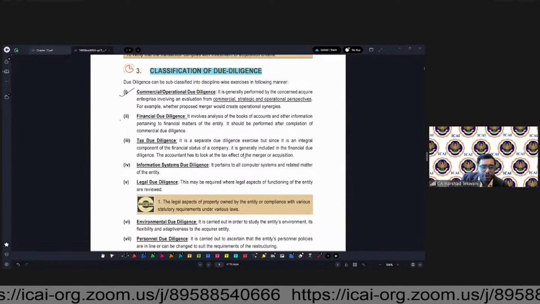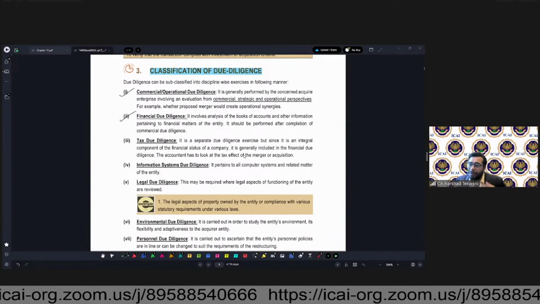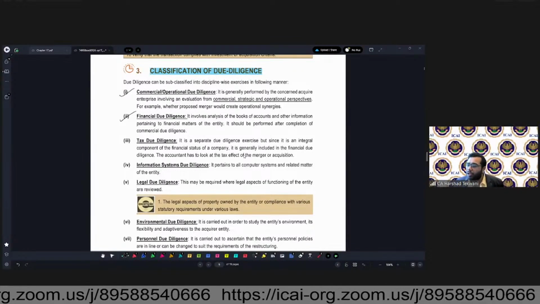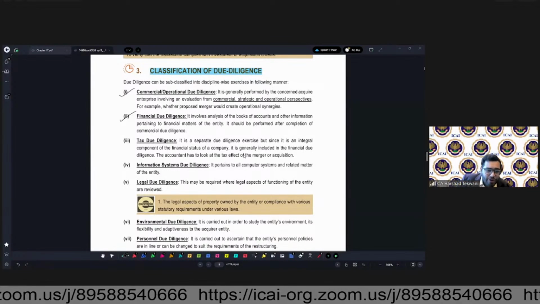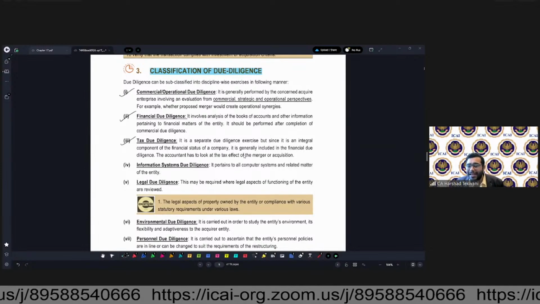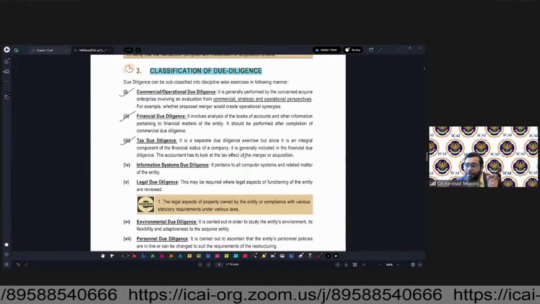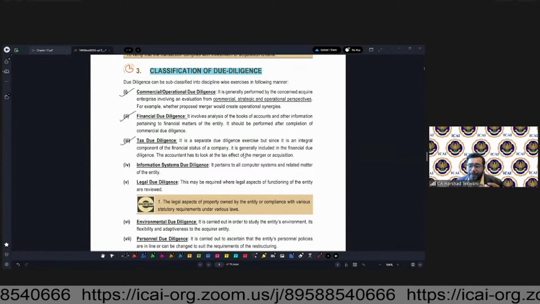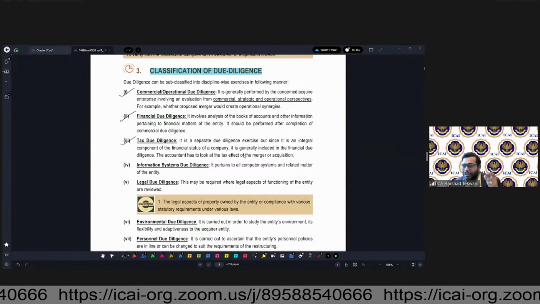Second is the financial due diligence. It is just like an audit, but in a broader scope. Much more scope is there compared to the audit part. Tax due diligence is a separate exercise carried out to identify the tax implications on the transactions or the proposed merger or investment or any such transaction that is happening.